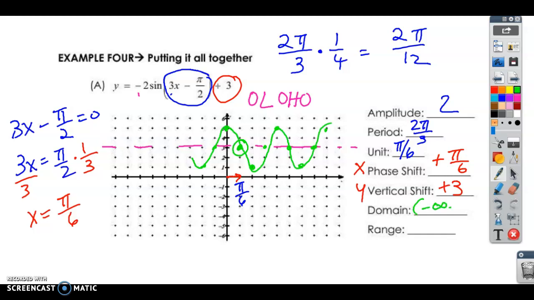Domain, negative infinity to positive infinity. The range is the lowest y value is what? 1, 2, 5. All right, let's do one more example.